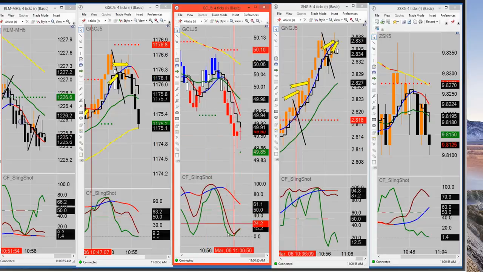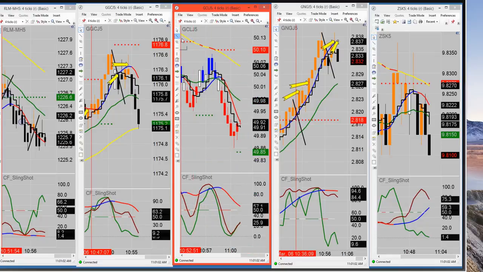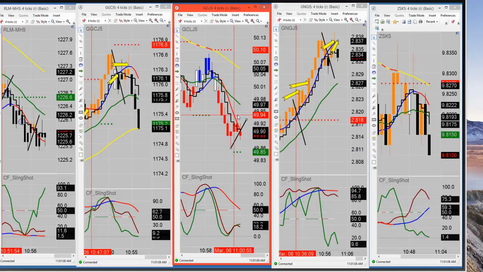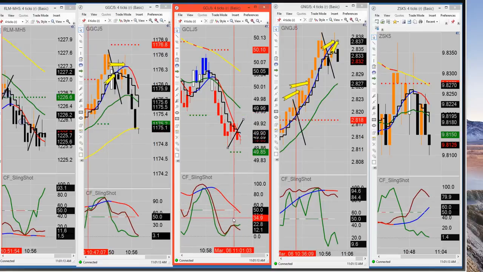Crude is starting to tank. It needs to pull back to give us some divergence here. The crude needs to pull back to give us some divergence. And it's pulling back, but we don't have the divergence yet. See, there's no divergence here. Down at the bottom.